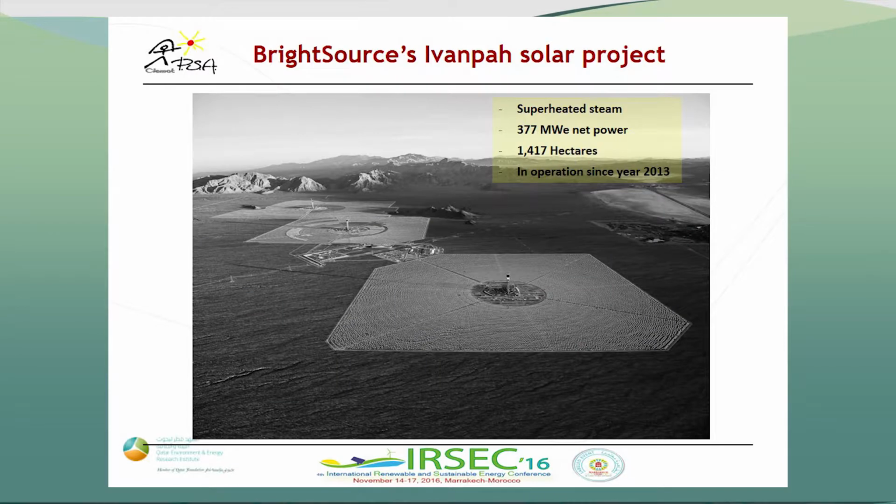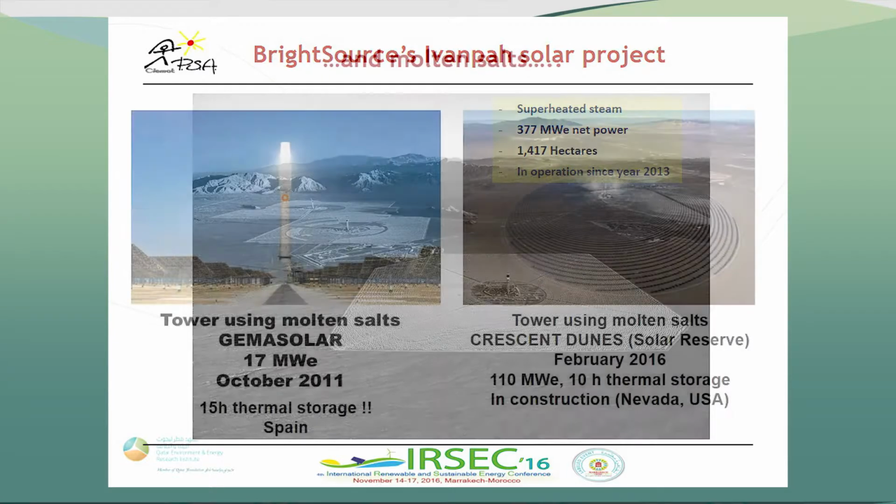So this is the big brother of these prototypes. This plant is in the Mojave Desert and is online since 2013 with 377 megawatts electric power. This is really a milestone, using superheated steam, as I said.